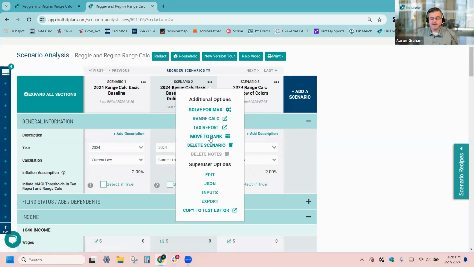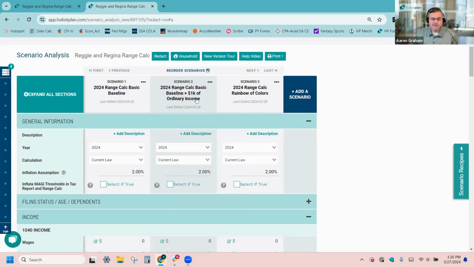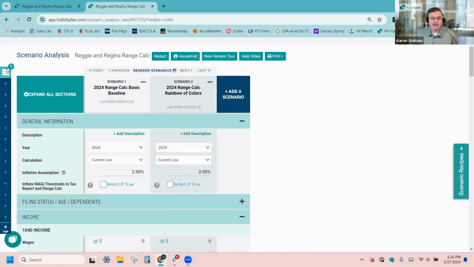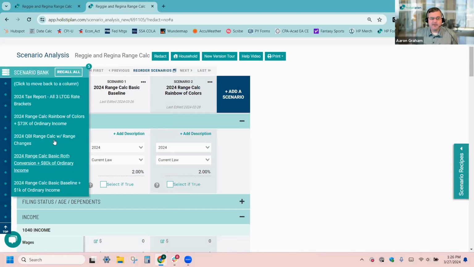If you haven't seen this feature before, click on the three dots. The three dots are where it's at for a lot of things. You can move it to the bank. It moves it off of the screen, and it's sitting here in this scenario bank where you have this notification symbol. If you ever want to move scenarios off the page and declutter it, if you're presenting in a meeting and you only want to show them a certain number of scenarios, you can utilize the bank to do that. You can click on any of these and move them back into the main page.